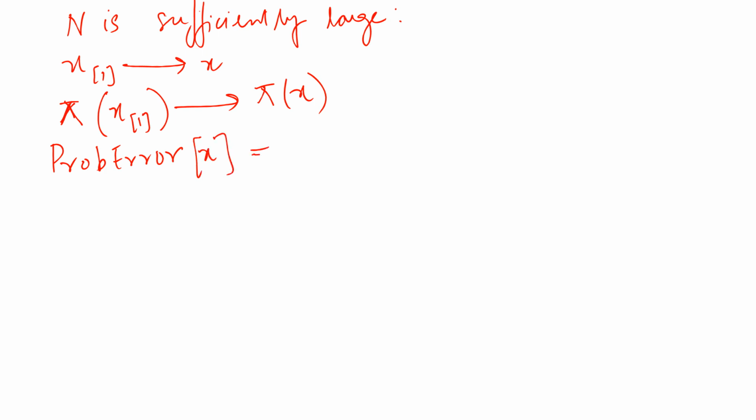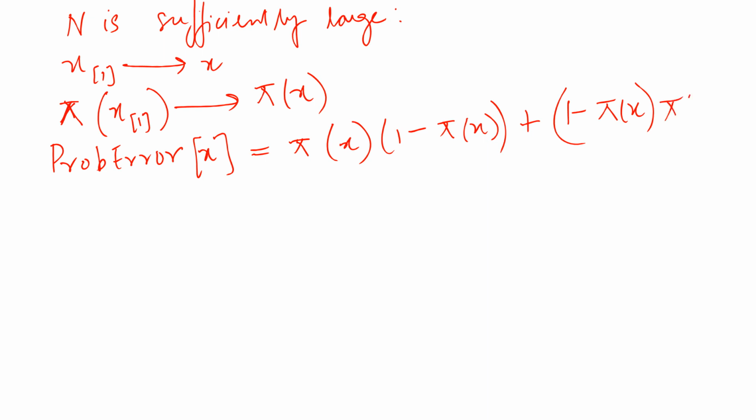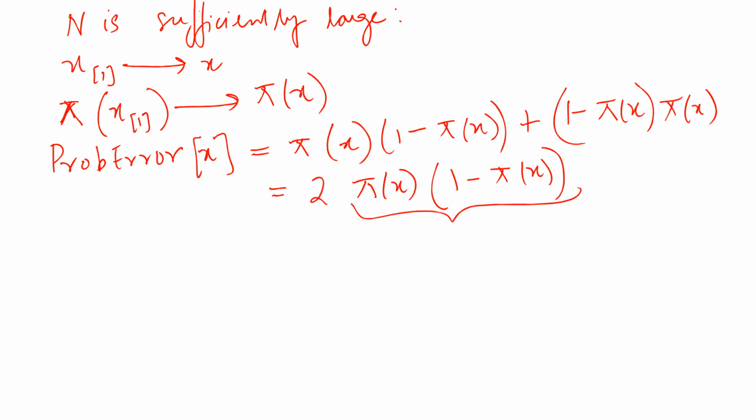So in other words, what we can say is that the probability of error for this point x is nothing but pi x times 1 minus pi x, for the rest of the points it will be the same, plus 1 minus pi x times pi x. All right, so if we just rearrange terms, we're going to get 2 times pi x times 1 minus pi x. Okay, and if you just look at it, what is this term here?